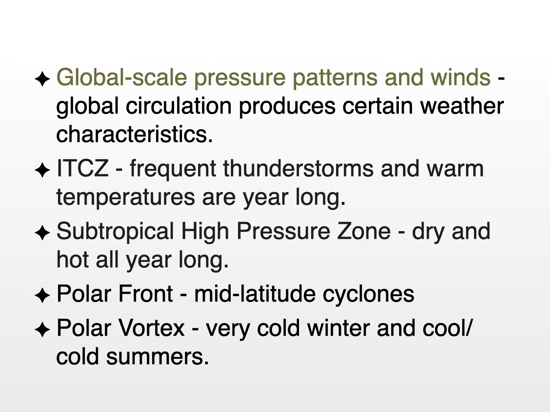So, as I said, we know that climates differ because of things like the intertropical convergence zone. The subtropical high pressure zone creates dry conditions. At the polar front, we get mid-latitude cyclones, and that polar front fluctuates between roughly 40 degrees and 60 degrees of latitude depending on season. And then at the tops of the planet, we get dominant high pressure systems, sometimes known as the polar vortex, that produces very cold winter and cool, cold summers with generally a lack of precipitation.